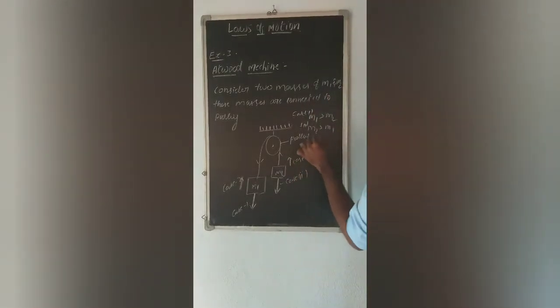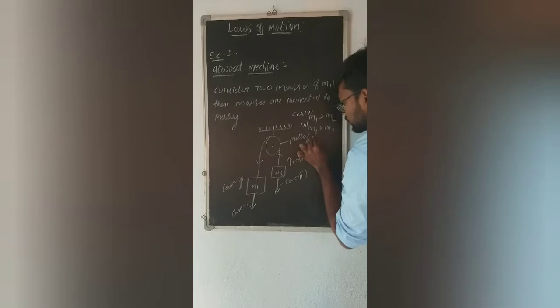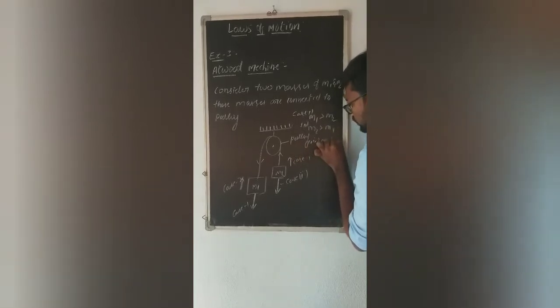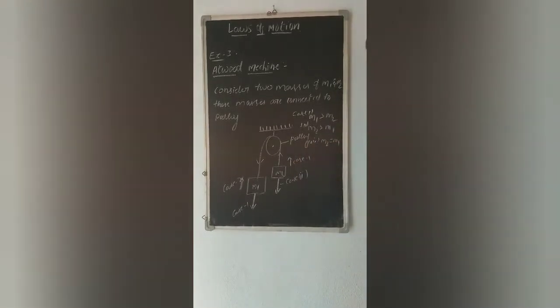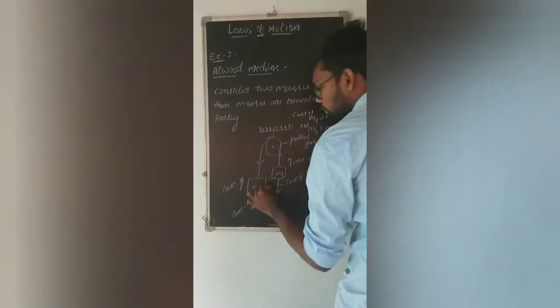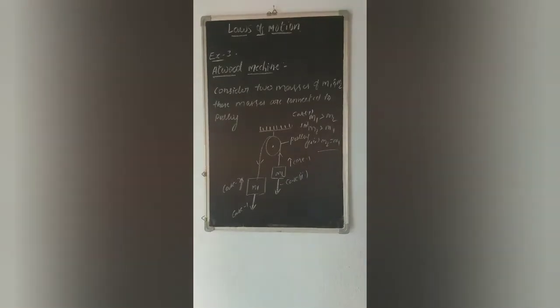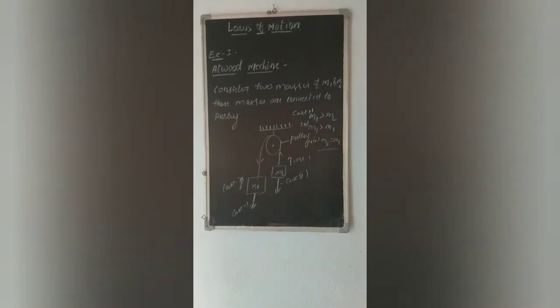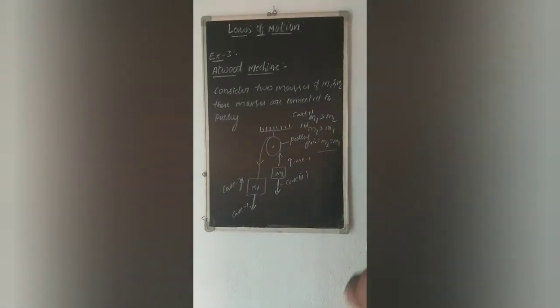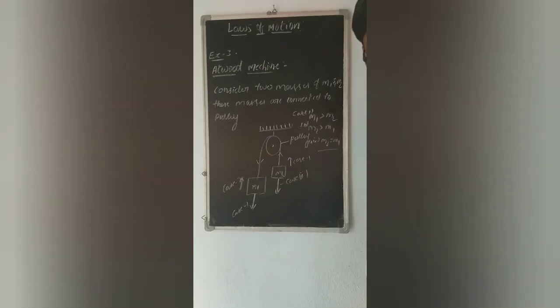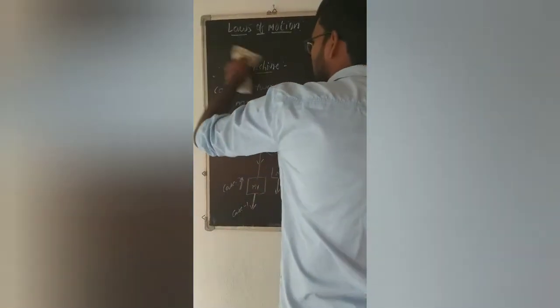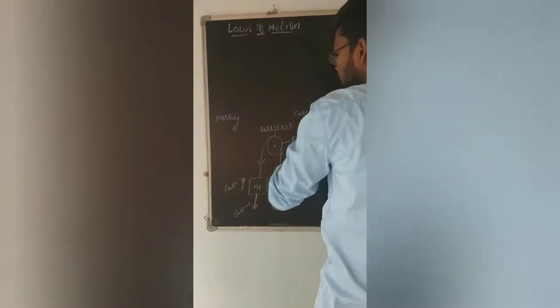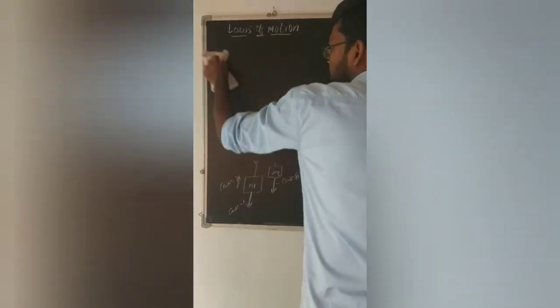In case 3, if m2 is equal to m1, then what will happen? Both will be balanced equally, which means both masses are equal, so the masses will be balanced. Based on this, we have one problem about the Atwood machine and the 3 cases.